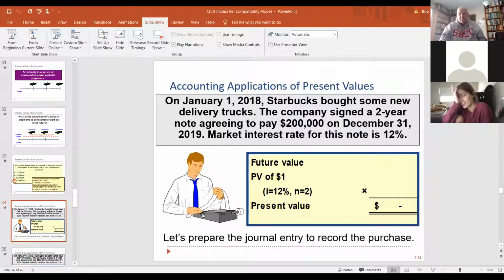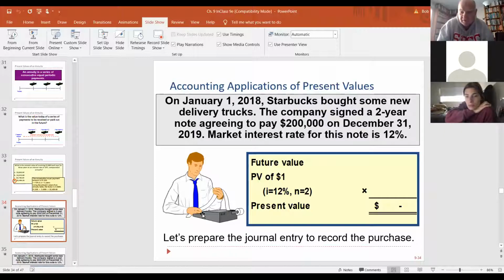All right, let's fool around with our present value here. This is one of my favorite questions because it pounds in these present values. Starbucks bought some new trucks. The deal is they don't have to pay a penny for 2 years. They're going to have the truck delivered to them from Mack Truck or whoever. They don't pay a penny for 2 years.